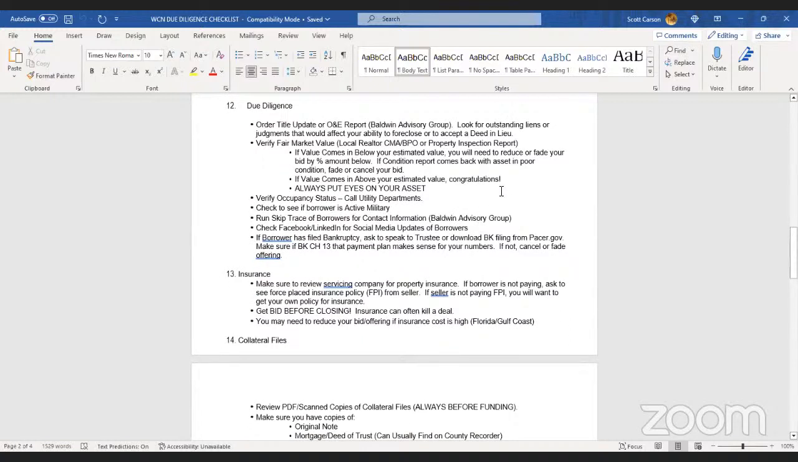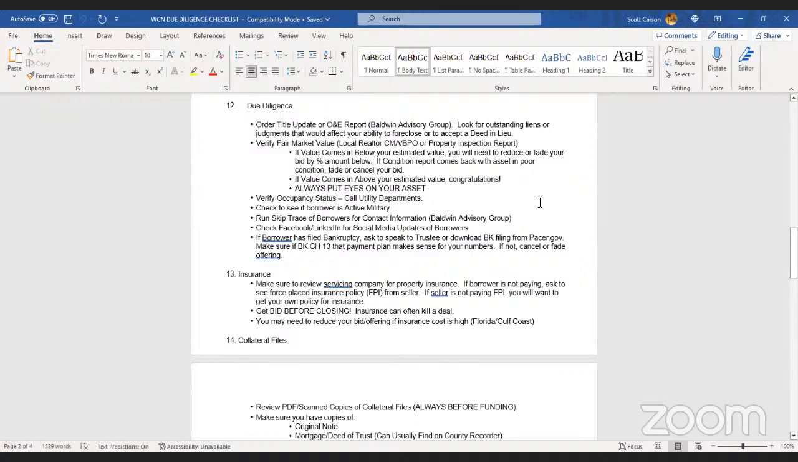If the value comes in below your estimated value, you're going to need to reduce or fade your bid by a percentage amount below. So if it's 10% below, drop it 10%. If it comes back and the asset is in poor condition, you may want to just go ahead and cancel your bid.